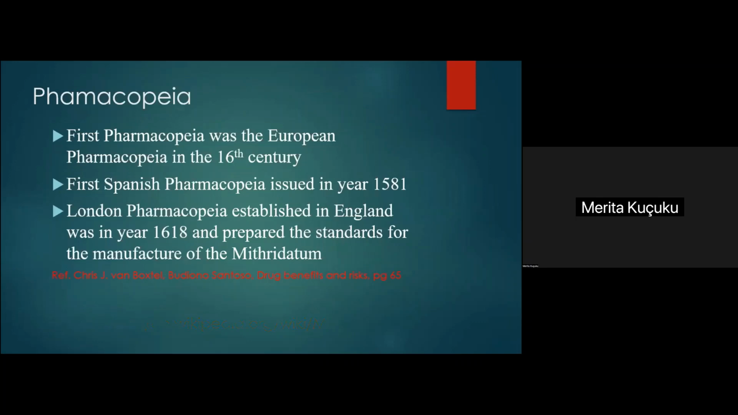Another instrument used in the laboratory is the pharmacopoeia. The first pharmacopoeia was the European pharmacopoeia, issued in the 16th century. The first Spanish pharmacopoeia was issued in 1581. The London pharmacopoeia, established in England in 1618, prepared the standards for the manufacturers of Mithridatum.